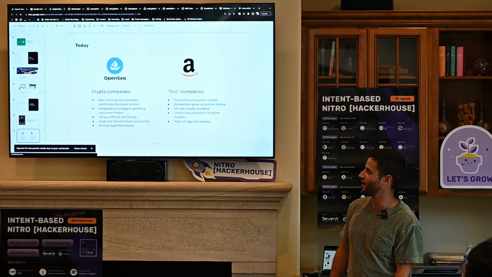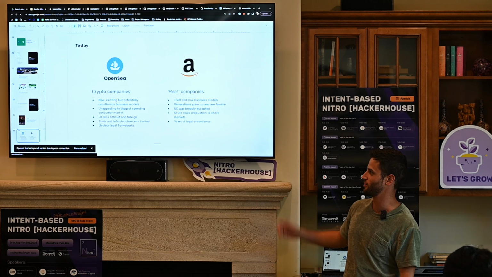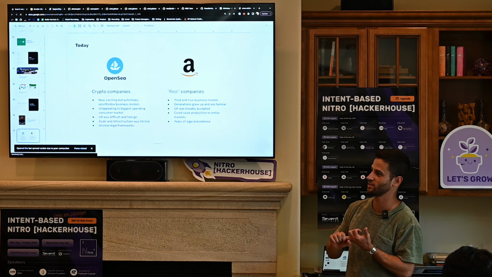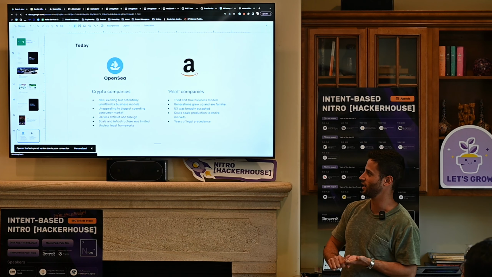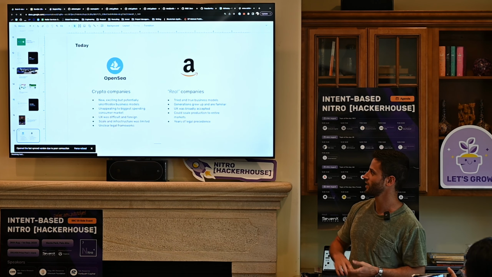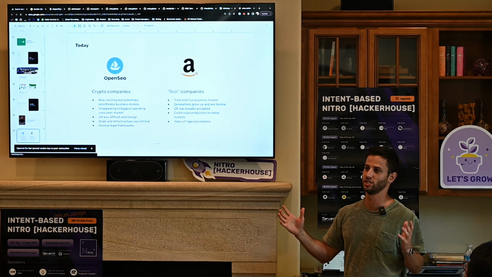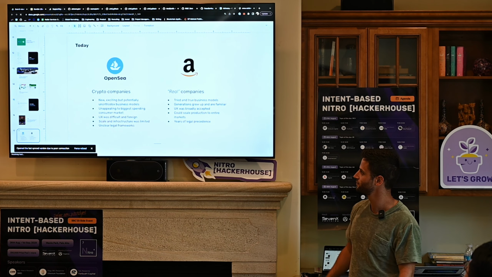And today, there is a distinction of crypto companies versus real companies, where again, crypto companies have difficult legal frameworks, difficult scale and infrastructure, exciting but unorthodox business models, and are unappealing to the biggest consumer spending models. And the real companies, which were like the internet companies of the past, have evolved not to just country scale, but to global scale.